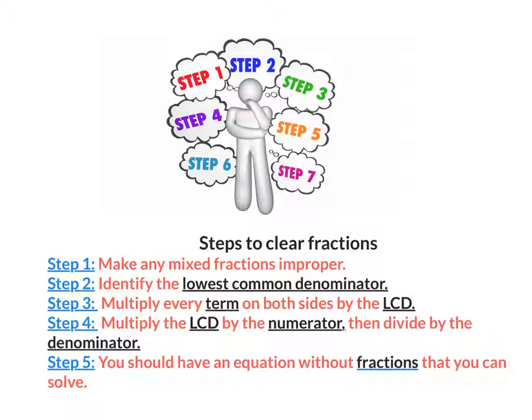Steps to clear fractions. Step 1. Make any mixed fractions improper. Step 2. Identify the lowest common denominator. Step 3. Multiply every term on both sides by the LCD. Step 4. Multiply the LCD by the numerator, then divide by the denominator. Step 5. You should have an equation without fractions that you can solve.